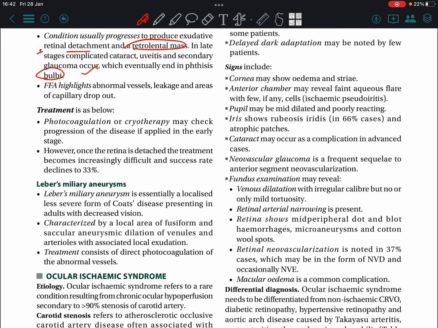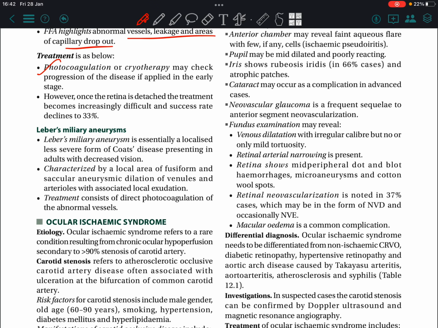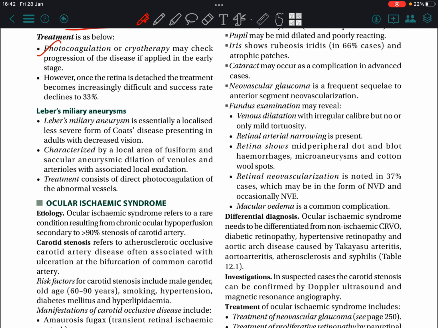FFA highlights abnormal vessels, leakage, and areas of capillary dropout. Treatment is as below. Photocoagulation or cryotherapy may check progression of the disease if applied in the early stage. However, once the retina is detached, the treatment becomes increasingly difficult, and the success rate declines to 33%.